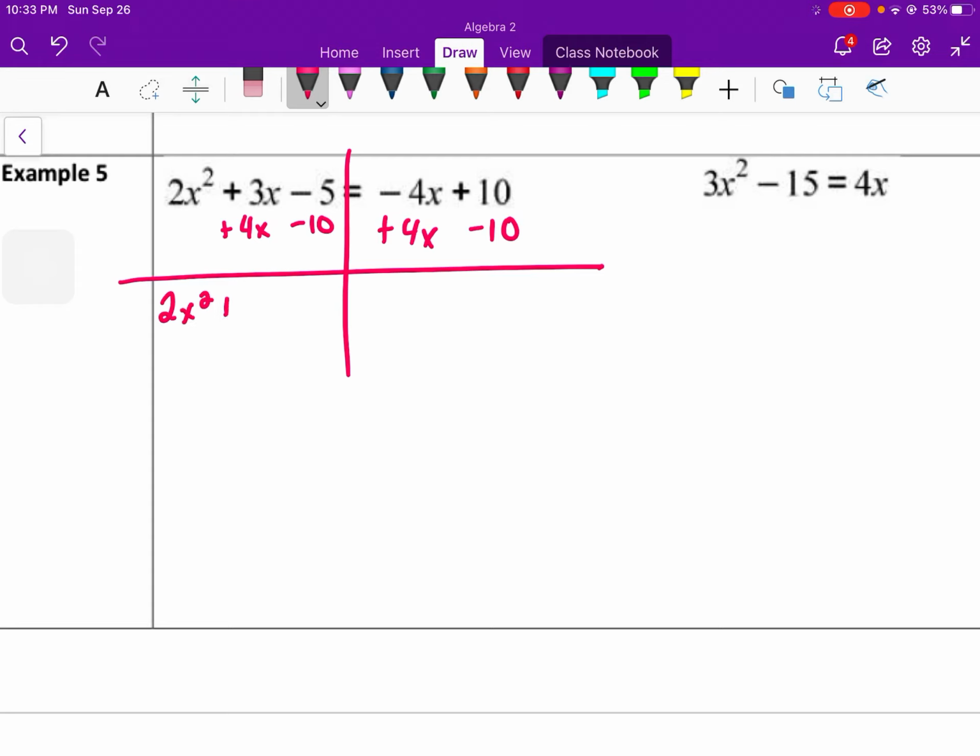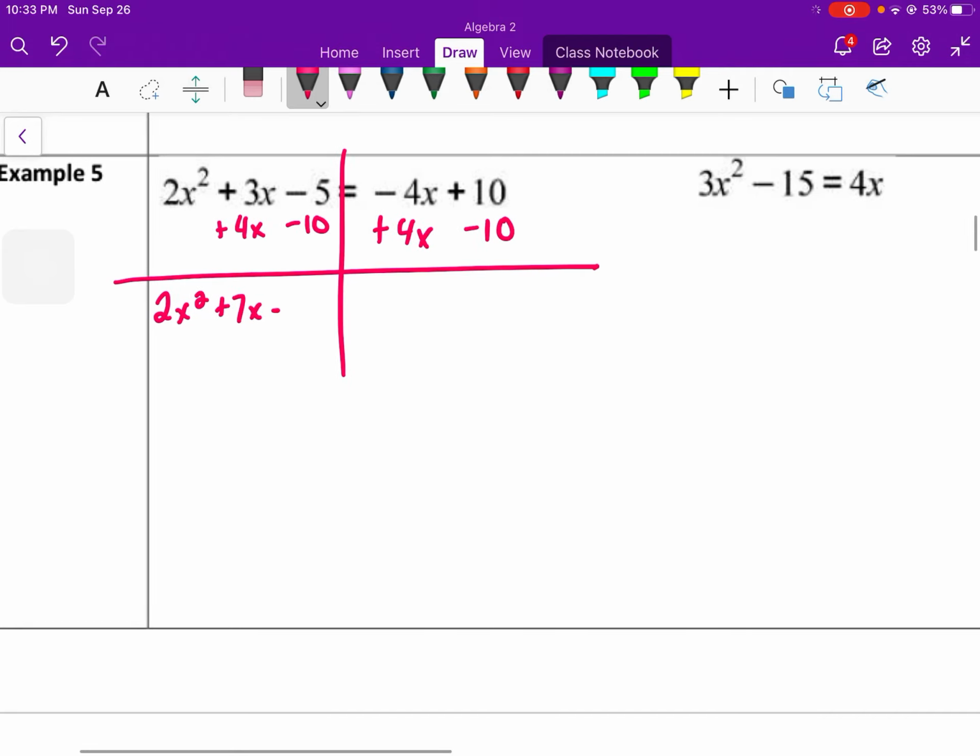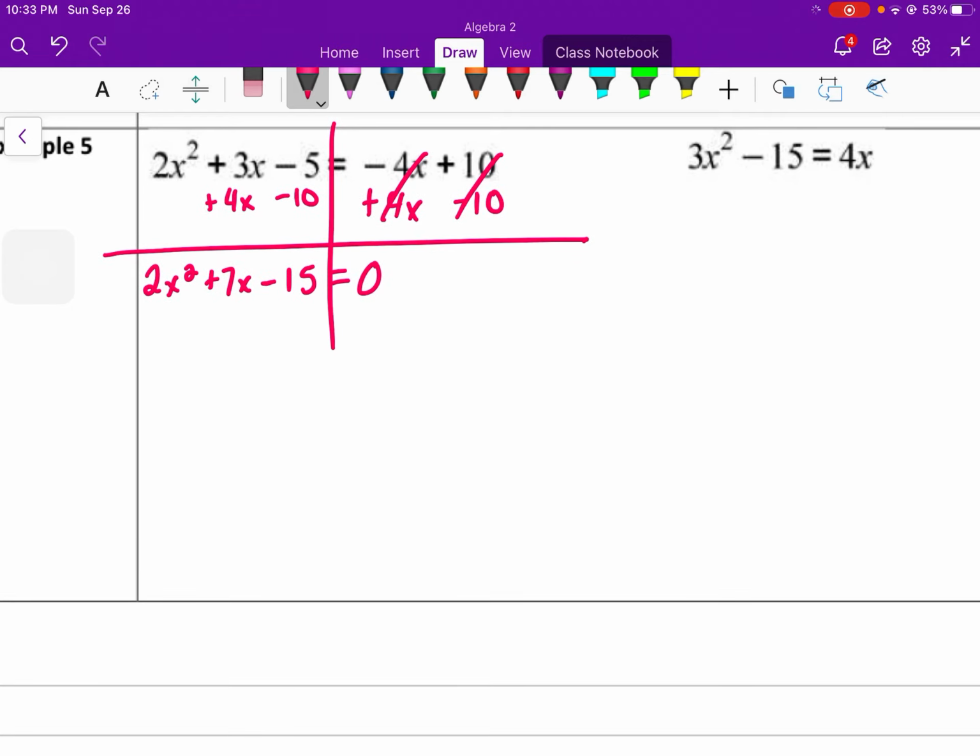So that's going to leave me with a 2x squared, 3x plus 4x will be 7x, and then negative 5 minus 10 is negative 15. Over here, I get 0. So now I can start factoring. Notice if I had a common factor of like 2 or 3, I'd divide everything out by that first, but I do not. So I can use my box.